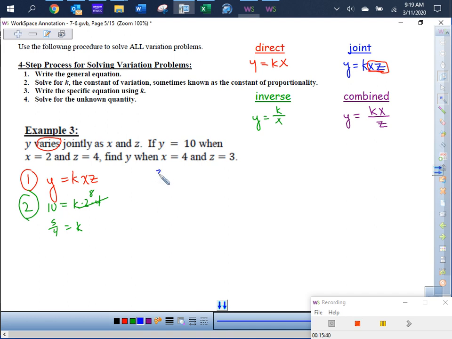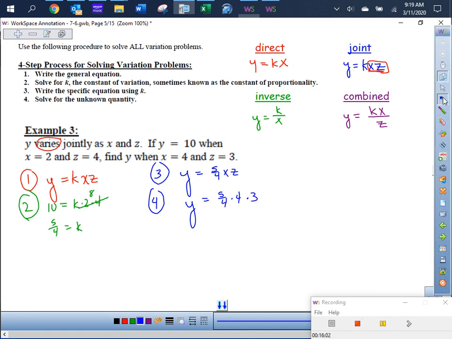So step 3, start over. Y equals 5/4 xz. Just substitute that guy back in for k. And now answer the question. So they say find y. Sometimes you'll have to find other things. When x is 4 and z is 3, I can see that this times 4 and divide by 4 are totally canceling each other out. And I'm left with 5 times 3, which is 15.